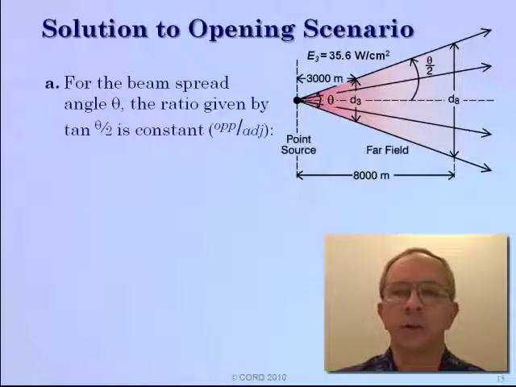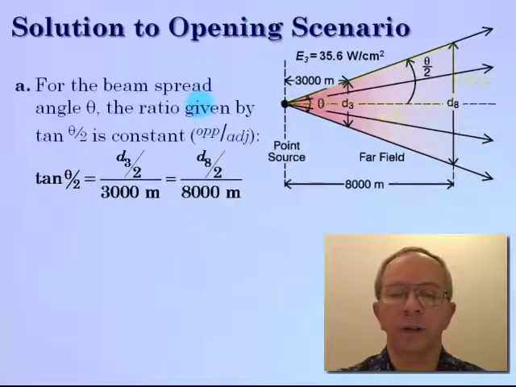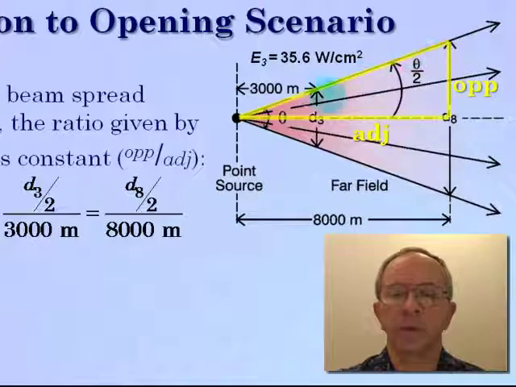Now let's return to that opening scenario where we had the beam being spread by an angle theta. We note that there's a ratio called tangent that you'll learn about in a later module in this course, which is equal to the opposite over the adjacent side of a right triangle. And on this particular triangle up here, we have the angle is theta over 2. If the entire angle of the beam spread is theta, then half of it will be theta over 2.